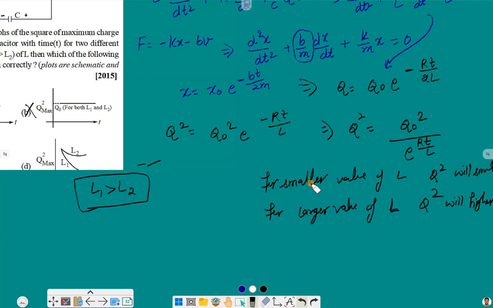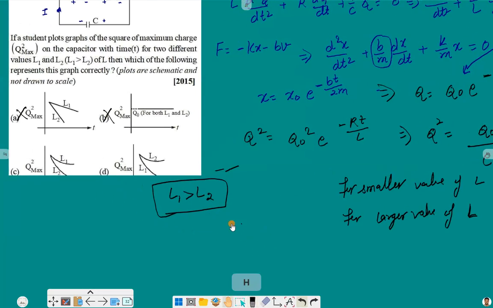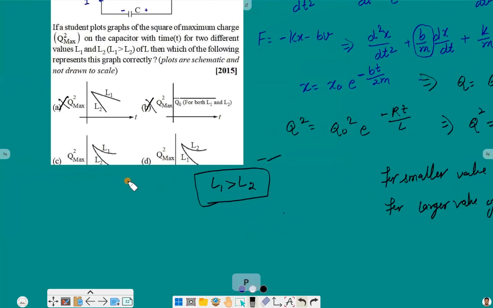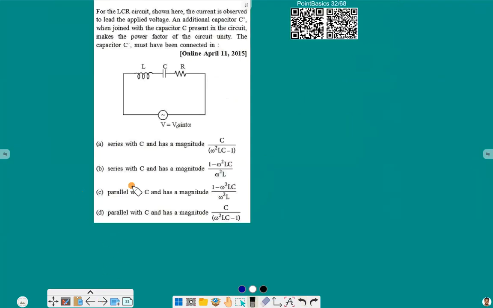For a smaller value of charge, this term will be smaller, meaning it will fall sharply, and for a larger value, it will fall slowly. And we know that L2 is smaller, meaning the L2 term will fall faster, and in graph C we see that L2 is falling faster, so option C is the right answer here. Let's move to the next one.